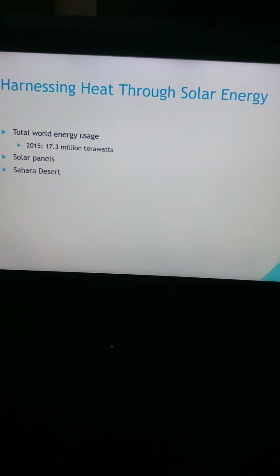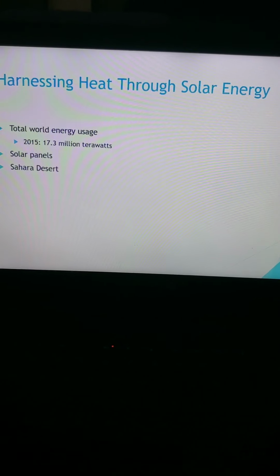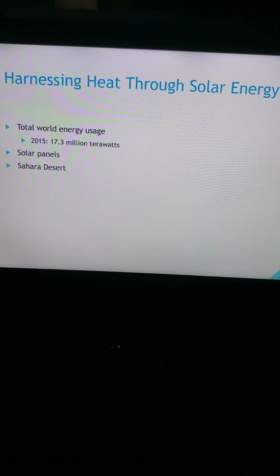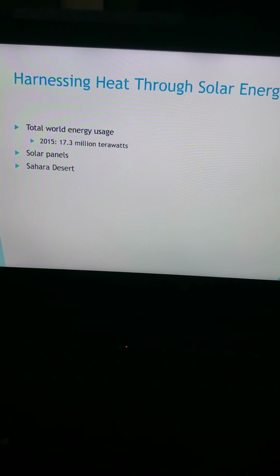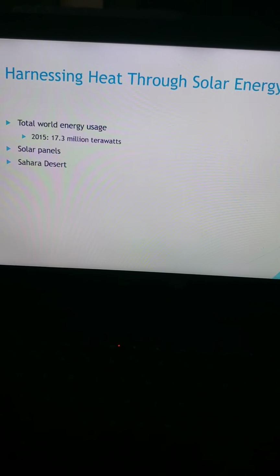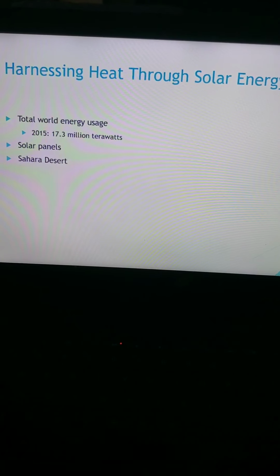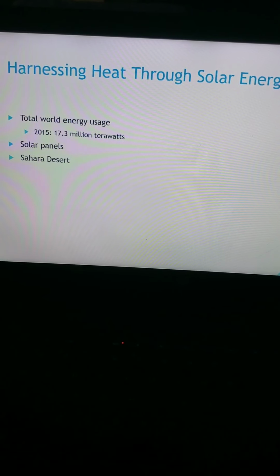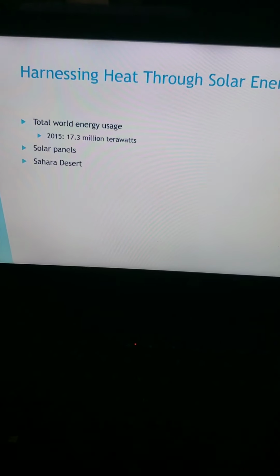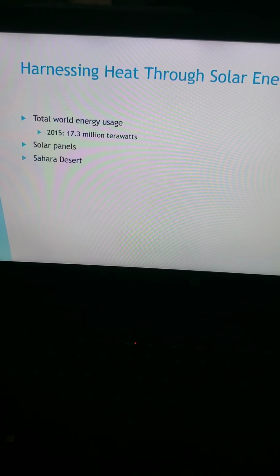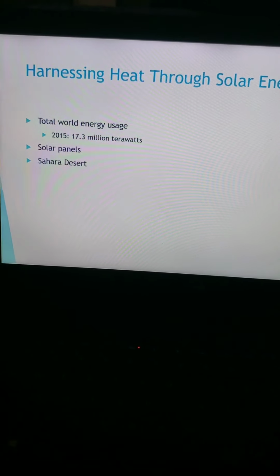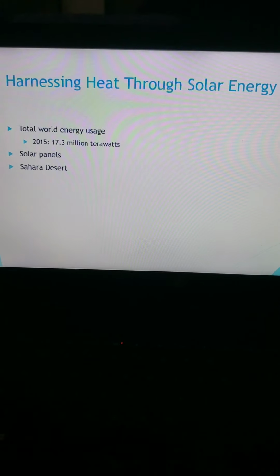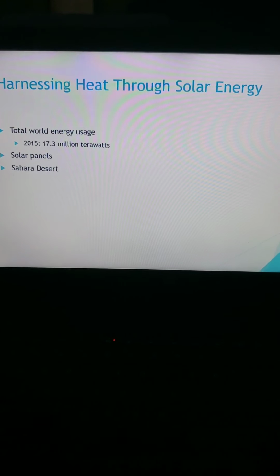As reported in 2015, the total world energy usage, which is coal, oil, hydroelectric, nuclear, and renewable energy, was 13,000 million ton oil equivalent, which is equal to 17.3 million terawatts. Now, if we were to cover an area on Earth that was 335 kilometers by 335 kilometers with solar panels, this would provide us with 17.4 million terawatt usage.